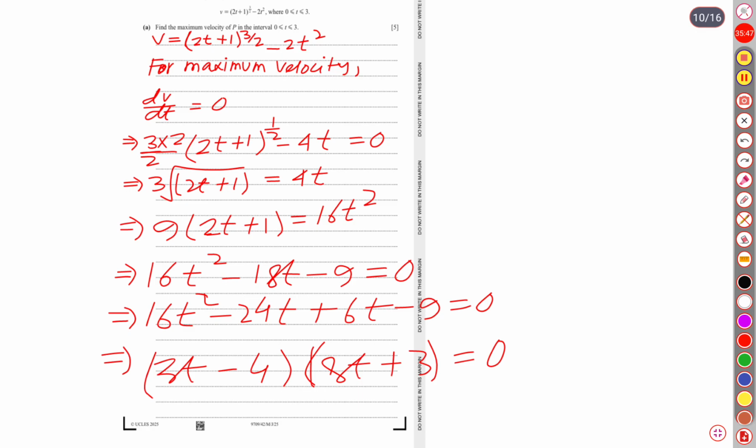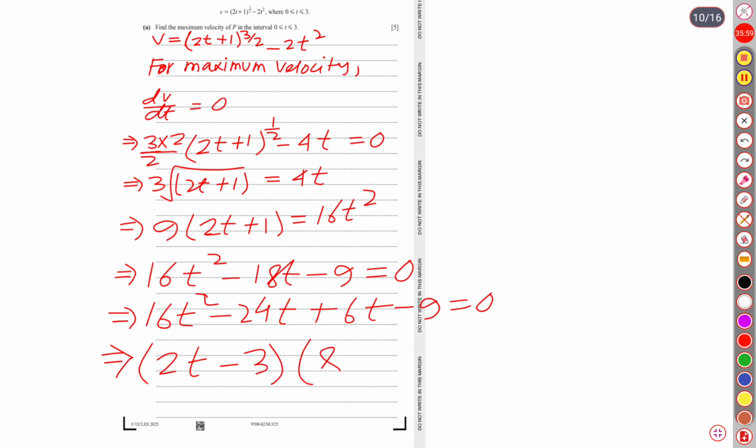Sorry, we made a mistake. Let me erase this. If 8t is taken common, it is going to be 2t actually. So 2t minus 3 8s are 24 and again 8t plus 3 equal to 0. So our t is going to be 3 over 2. Since we cannot accept the value of t as negative, t is greater than or equal to 0. So t is equal to 3 over 2.